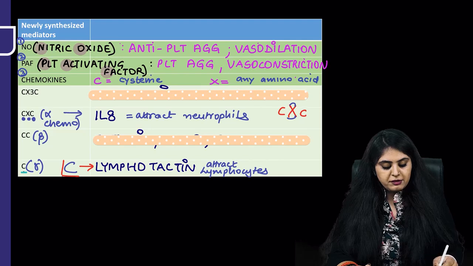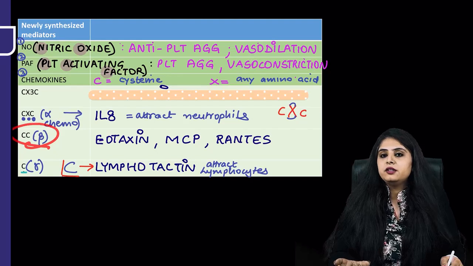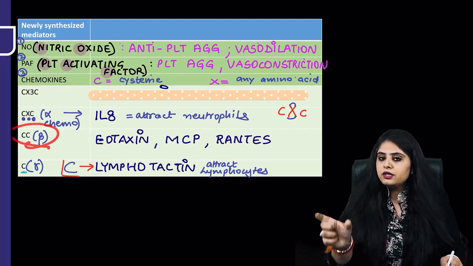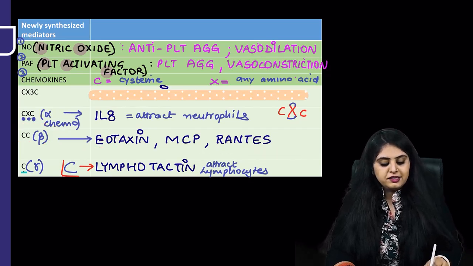Coming to what is left, ma'am, CC. CC is what you use in an email when you have to send your email to random people and you put all their names into CC. So CC is everything else. For example, CC has eotaxin. Whom do you think it's going to attract? It's going to attract the eosinophils.